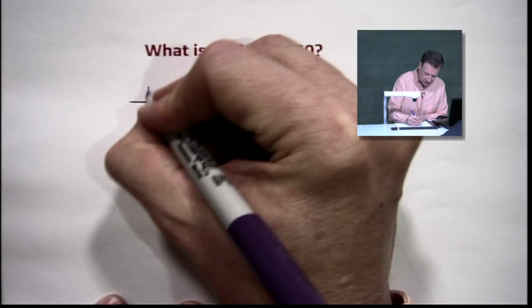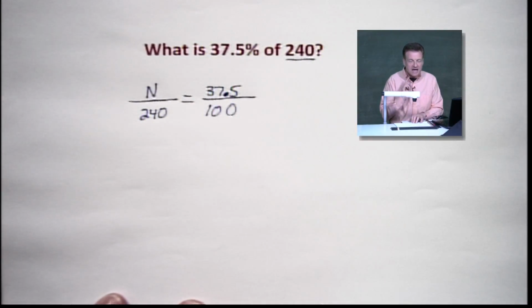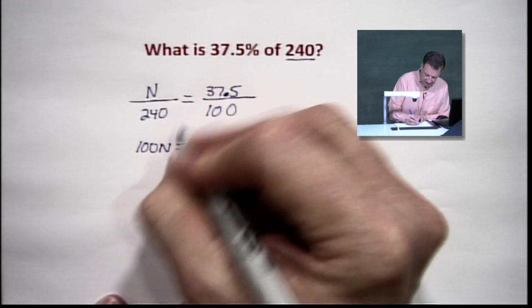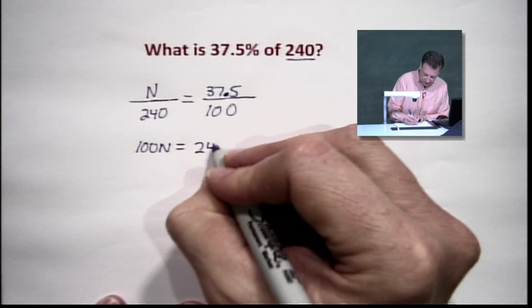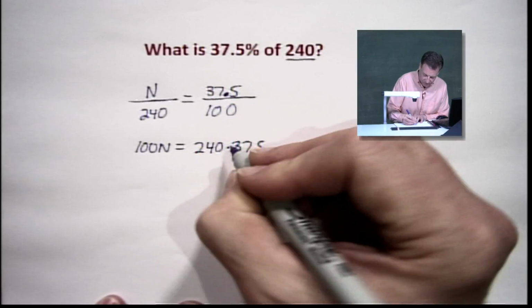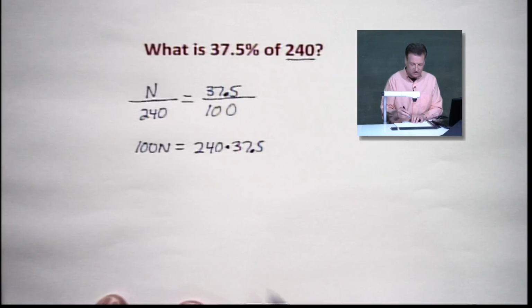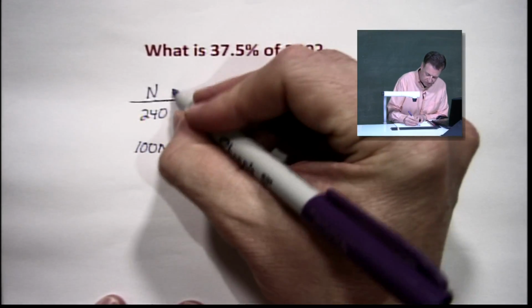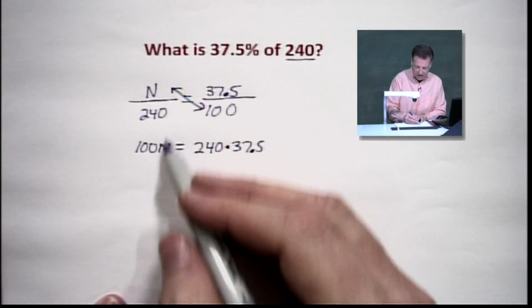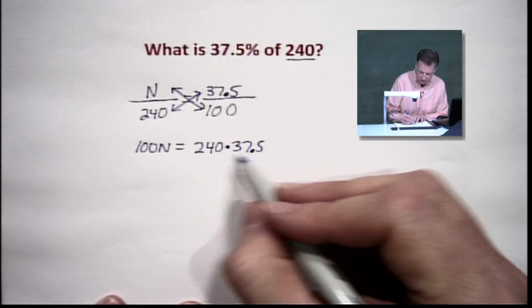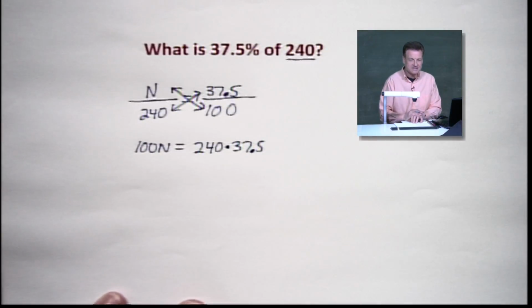Here's what we're looking for. We'll call it n. Again, lovely situation here. We've got 100 n equaling 240 times 37.5. So that's times, there's your 37 and a half. Again, some of you guys are wondering, where'd you get that? Again, we cross multiply. That's how we got the 100 n. This is where we picked up 240 times 37 and a half.